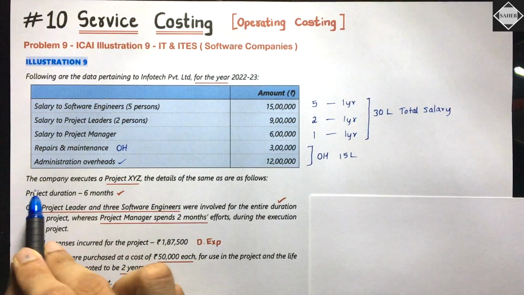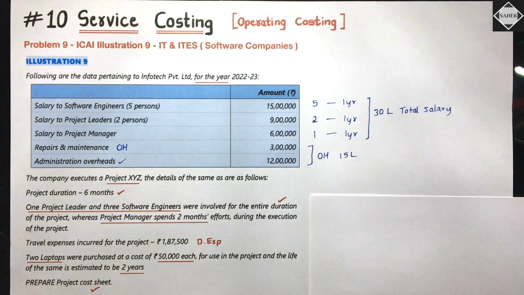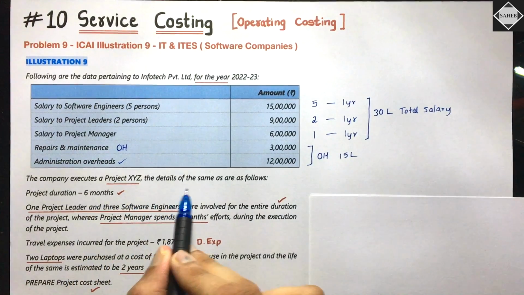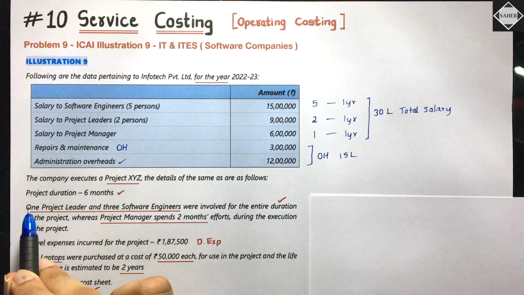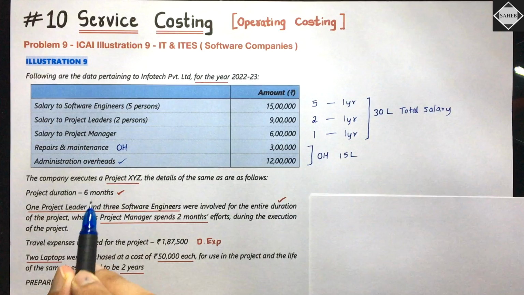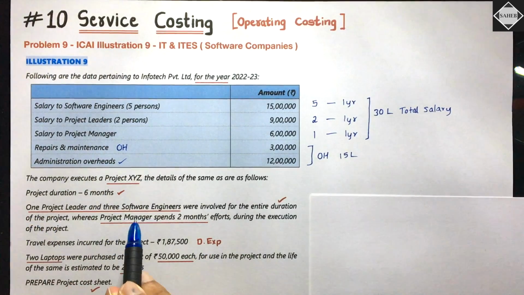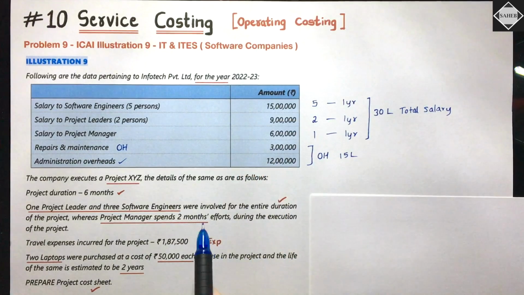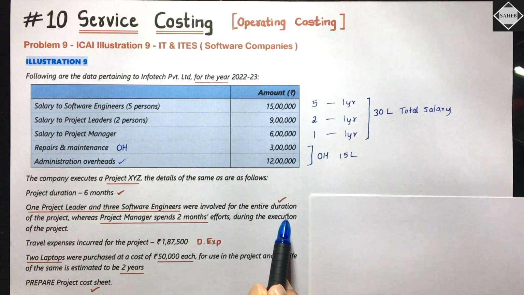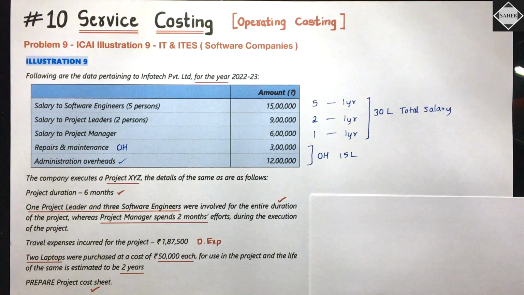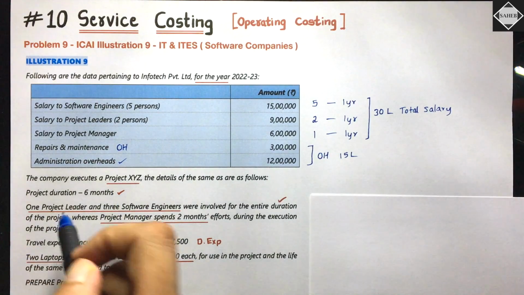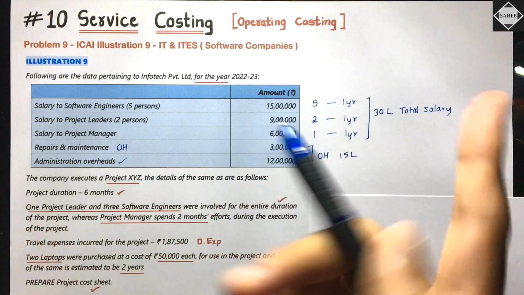Then they are saying the company executes a project XYZ. Now they are specifically talking about the project. The details of the same are as follows. Project duration is 6 months. One project leader and 3 software engineers were involved for the entire duration, the entire 6 months. So in project XYZ, how much salary cost will we allocate regarding the project leader and software engineers? 6 months salary.